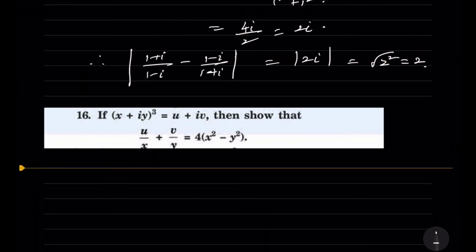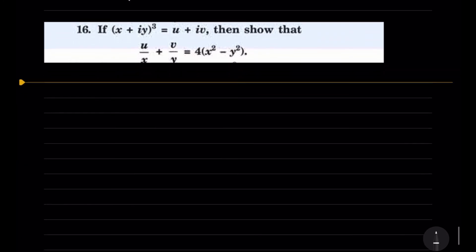So now going into the 16th problem. What's the 16th problem? We'll see. If x plus iy whole cubed is equal to u plus iv, then show that u by x plus v by y is equal to 4 into x square minus y square. So in the solution part, what will we have here?